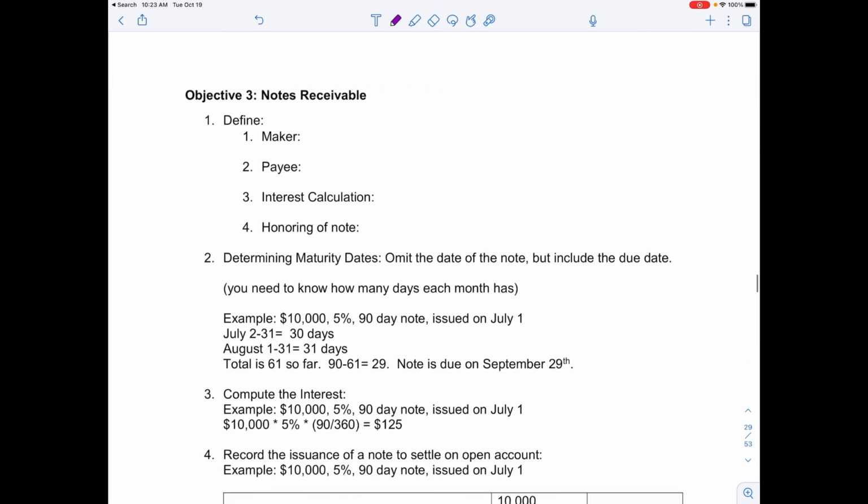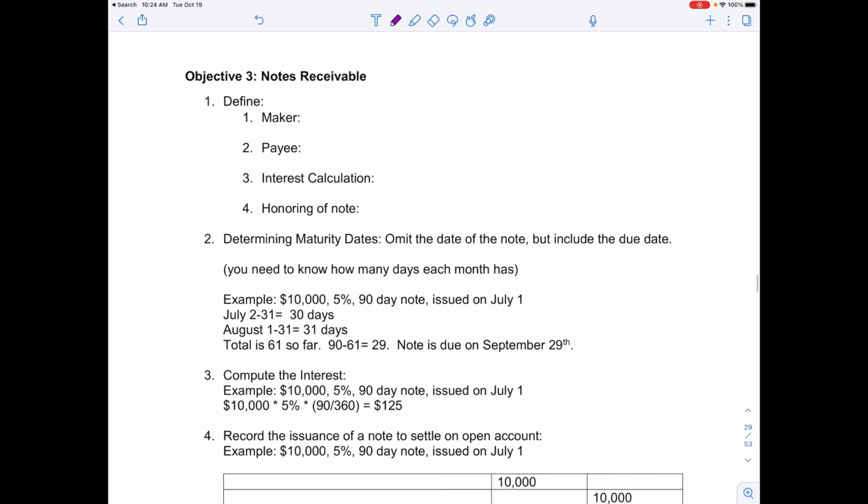Now let's look at taking a note receivable. Sometimes if an account isn't going to get paid, we realize we can take a note. A note has a specific due date. We can charge interest, and then it might be more likely that you're going to receive that money with the due date and something signed saying that this person's going to pay.